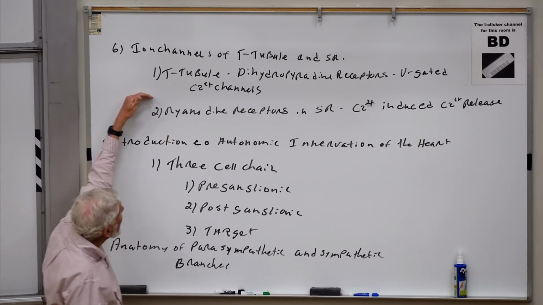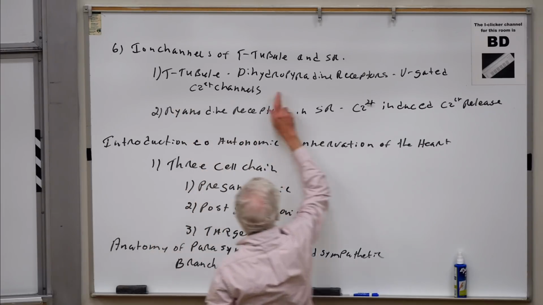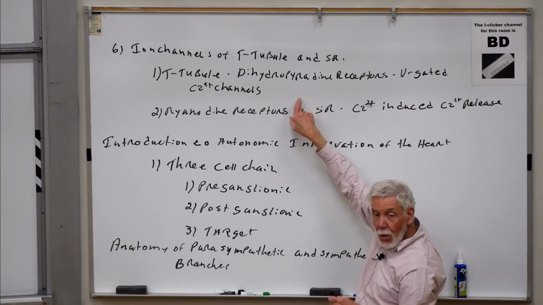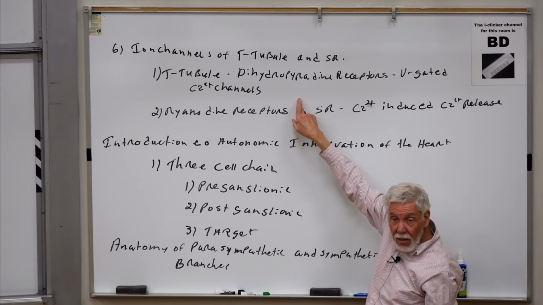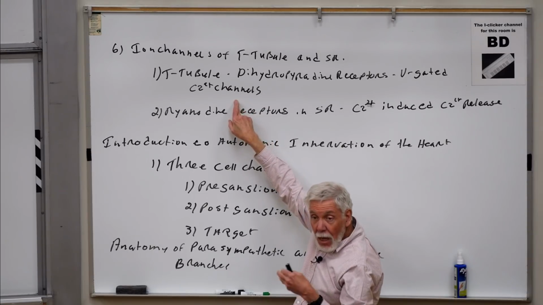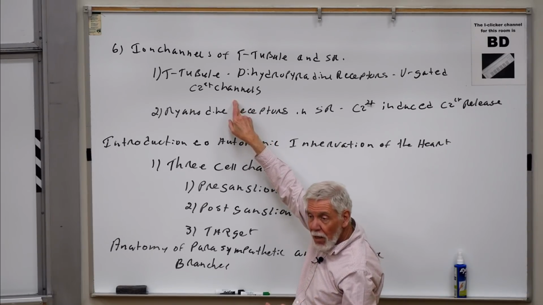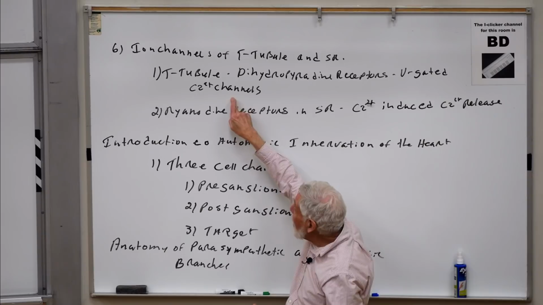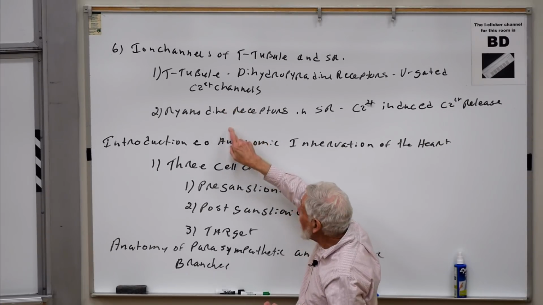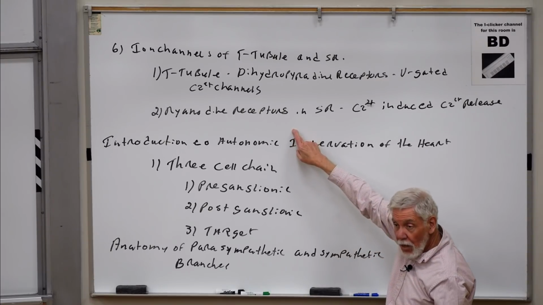And what I mean by that is now these T-tubular dihydropyridine receptors are proper voltage-gated calcium channels. When the action potential arrives at this site, these voltage-gated calcium channels open and they allow calcium to come in from the outside world, from the extracellular space. That calcium, as it enters through the dihydropyridine receptors, binds to ryanodine receptors.